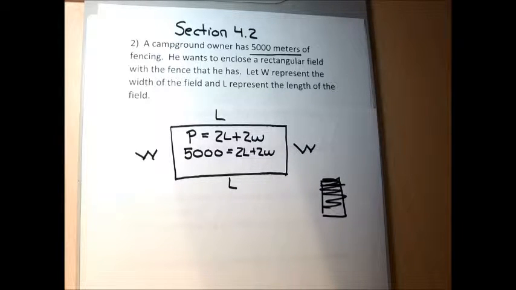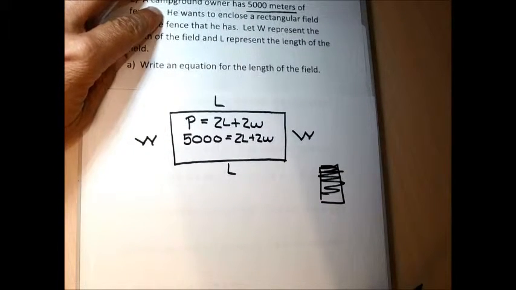So that's what the first few sentences allow me to do. It allows me to sketch what I'm trying to do. I'm trying to enclose a rectangular field with 2 sides that I'm going to call widths, 2 sides I'm going to call lengths, and the perimeter is 5,000. So 5,000 is 2L plus 2W. That's the beginning of this problem. Now I'll start just chipping away at the parts.